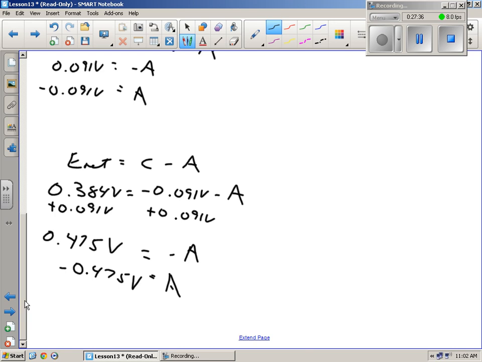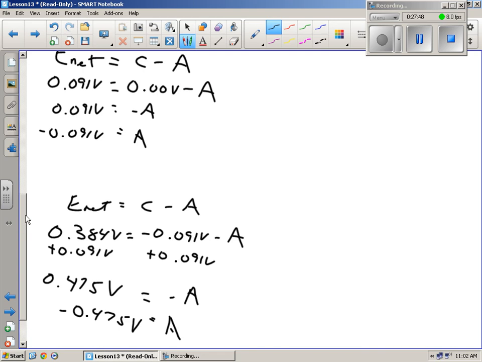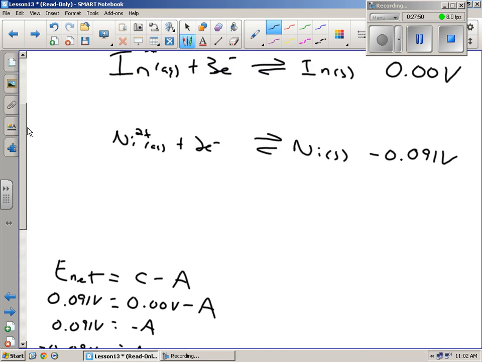So the anode, which in this particular cell reaction is the zirconium, is a negative 0.475. So when I go back up to here, where is that going to go in relation to these two? Well, probably down here somewhere. Zirconium 4 plus and 4 electrons gives me zirconium solid, and that's a negative 0.475 volts.